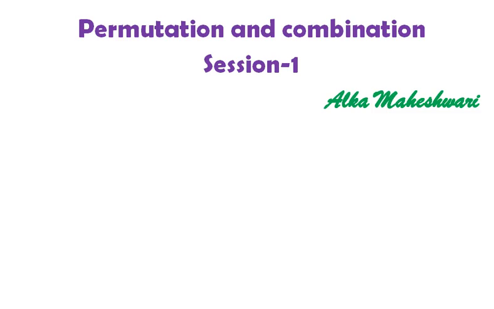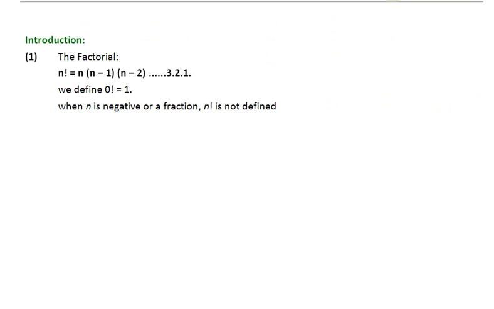So let's begin the session, and we will be taking the basics of permutation and combination before we take the problems. So friends, first of all, let's discuss some basic terminologies which we are going to use in this session and the other sessions of permutation and combination. The first term is the factorial. Now what's a factorial? You might have studied it in your junior classes as well.